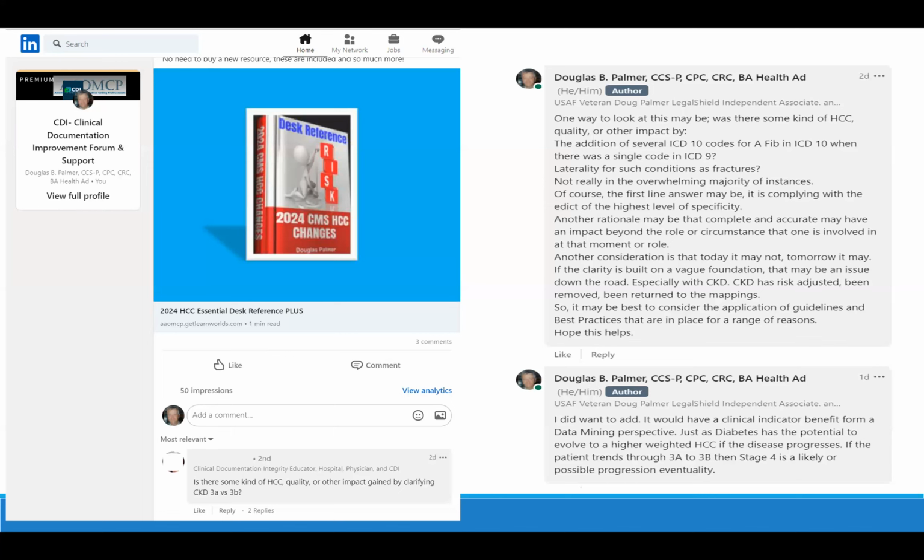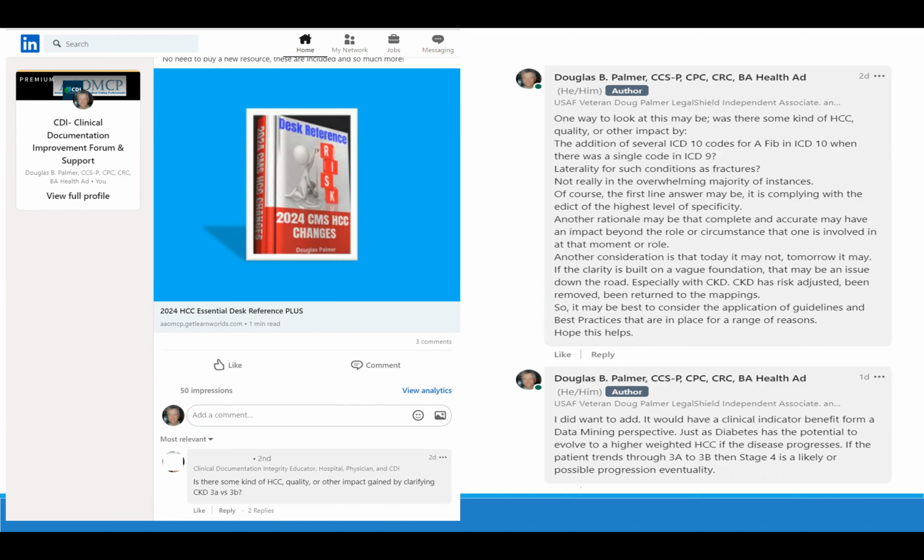If the clarity is built on a vague foundation, it could create an issue down the road. If we followed that guideline of the highest level of specificity from the start, then when it does become a focus, whether it was clarified or not, we followed guidelines and we're not backtracking or at a deficit. CKD is interesting, because it originally risk adjusted, then it was removed, then it came back. That moving target is indicative of it being exactly that, a moving target. So if we follow the guidelines, we are covered and we're not the culprit for something down the road.